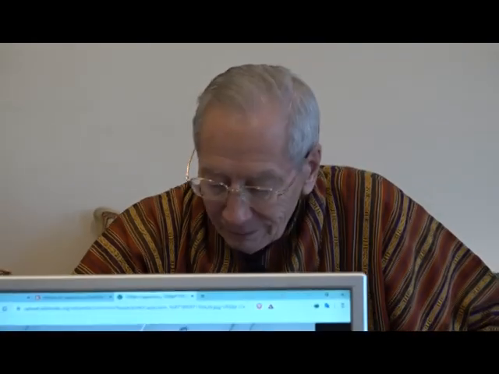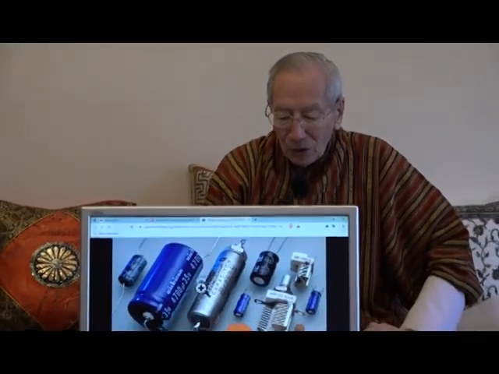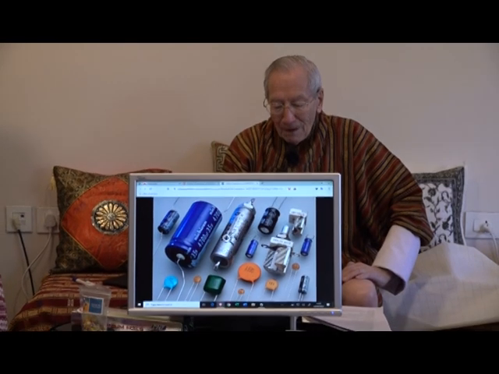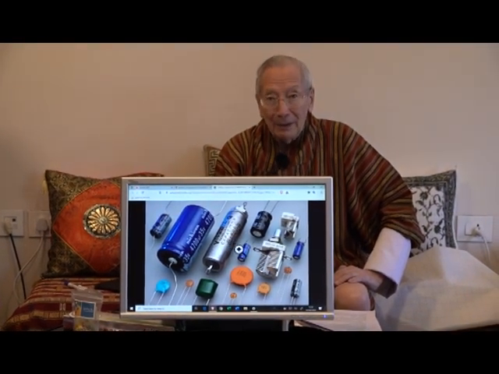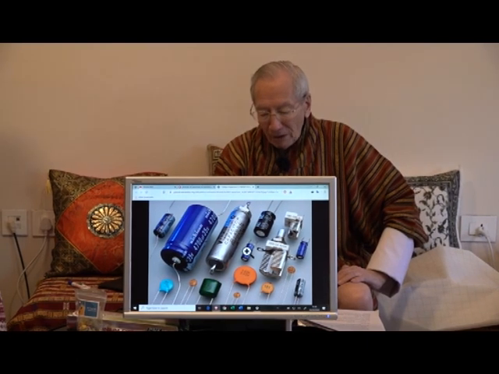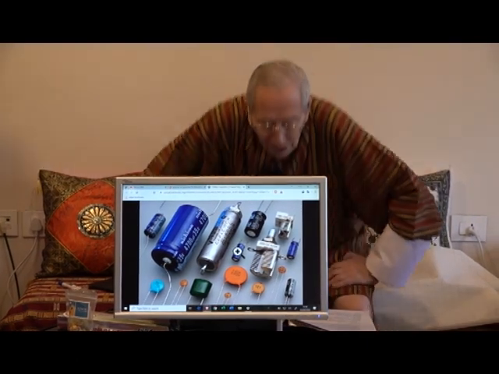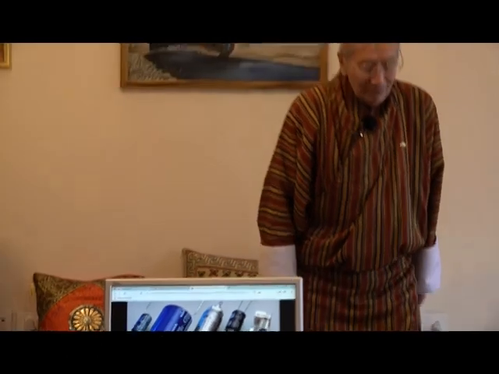Well, how do we make all that work in these things called capacitors? Well, if ever you come across an old capacitor, try opening it up and you can see what it's made of. And I'm going to make a capacitor now.